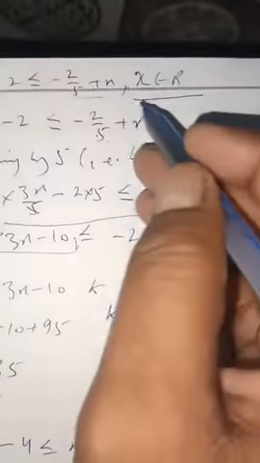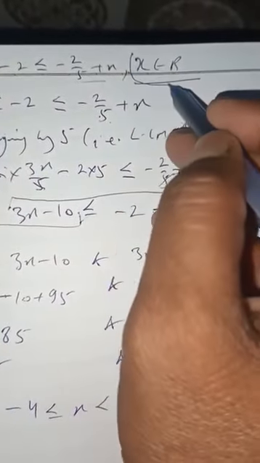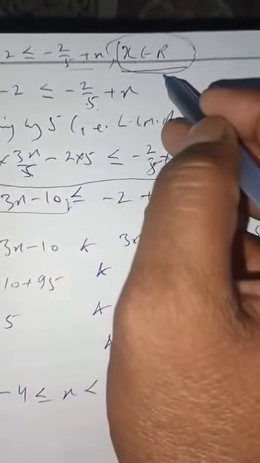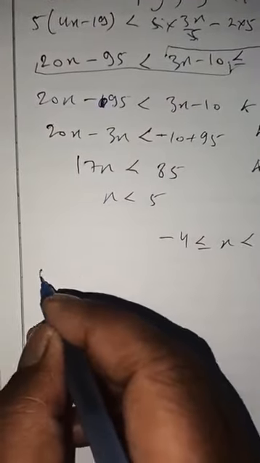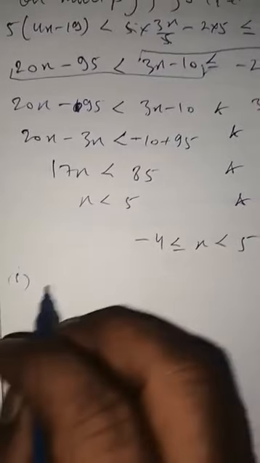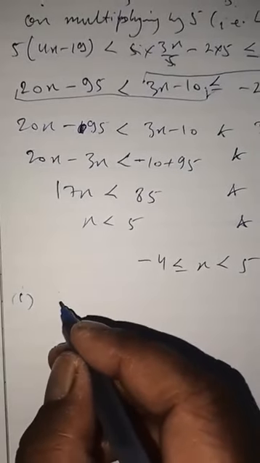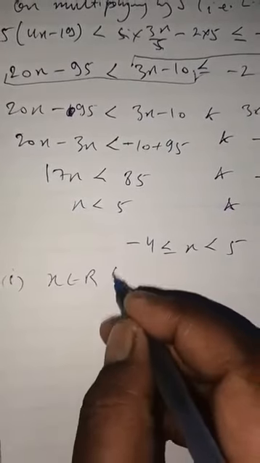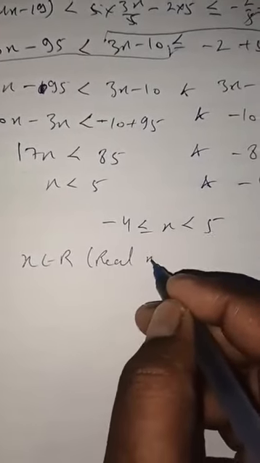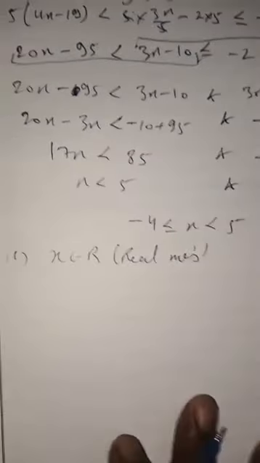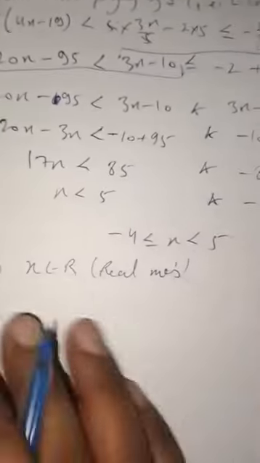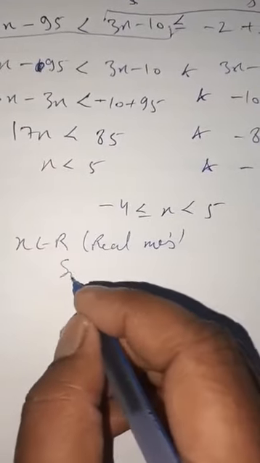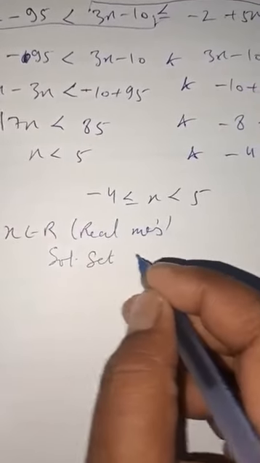Now after doing this, we need this part: x belongs to whatever set is given to us. So the very first thing I am considering, when I consider all the cases in this question, is when x belongs to R, that is the set of real numbers. So in case of real numbers, we have to represent the solution set in set builder form.